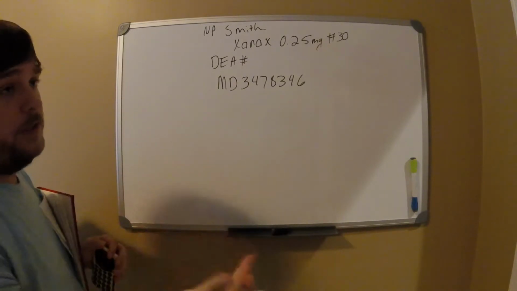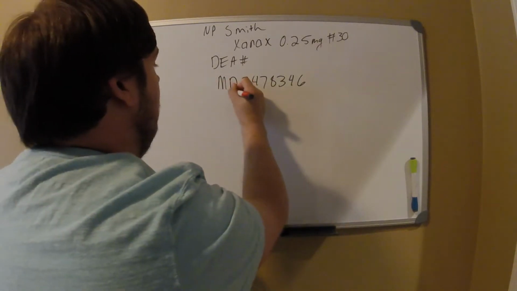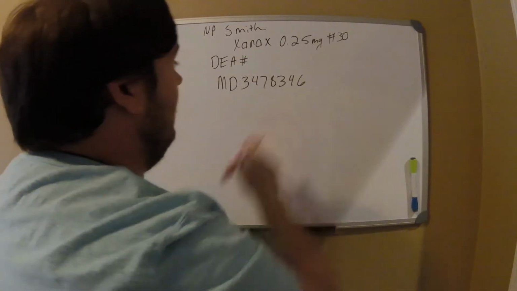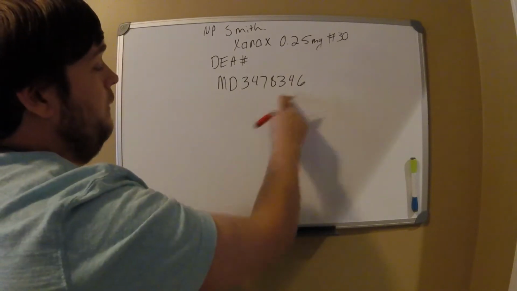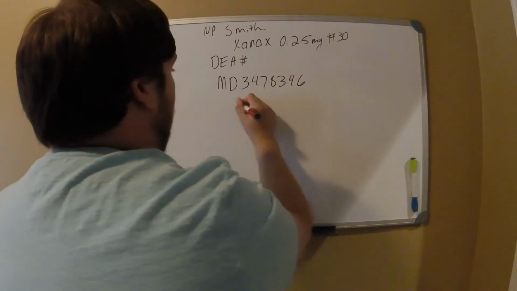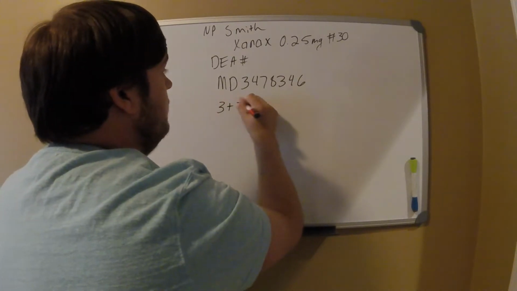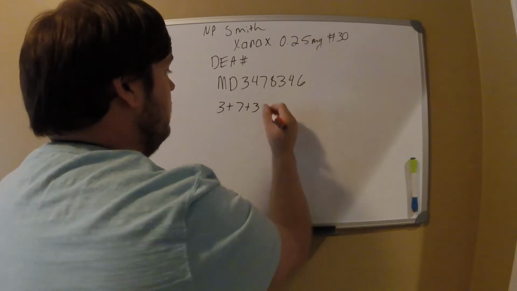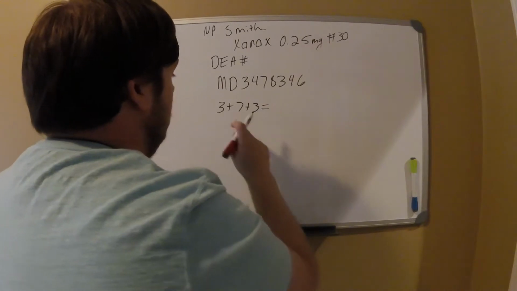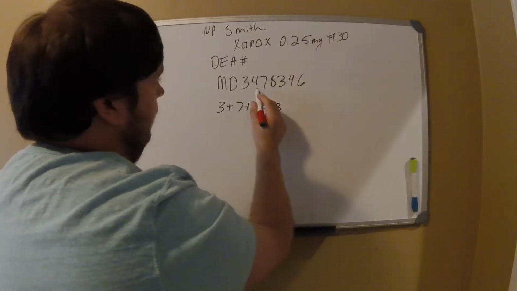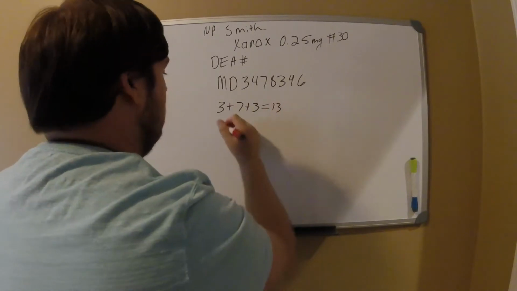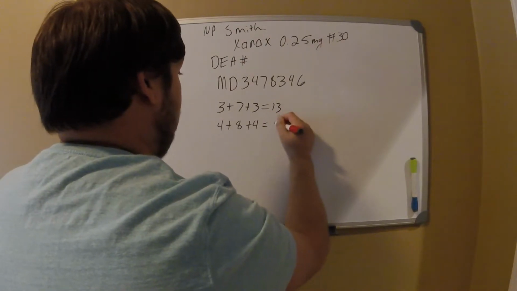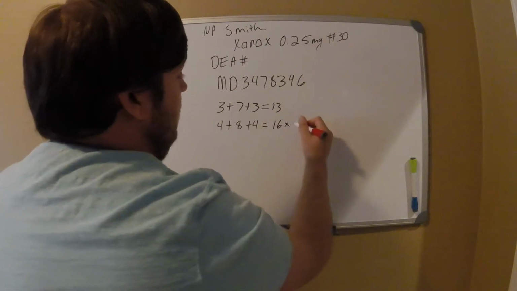But let's go ahead and say, for instance, she did get married and this was her maiden name. Her maiden name was Dixon or something like that. And so let's go ahead and calculate this DEA number to see if this 6 matches the rest of the numbers and see if this formula matches. So what we're going to do is add 3, 7, 3 together, because that's the first, third, and fifth numbers. And so that's going to be 13. And we're going to add the 4, 8, and 4. And that's 16. But remember, we're going to times this by 2.